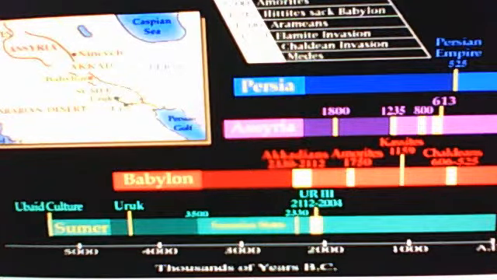2112 is when you have your Gutian invasion. This is BCE. 2200 is when you have the Amorites. 1595 you have the Hittites sacking Babylon. 1200 you have Armenians, or Arameans, excuse me. 1159 BCE, of course, you have the Elamite invasion. 750 BCE Chaldean invasion. 613 BCE you have the Medes.